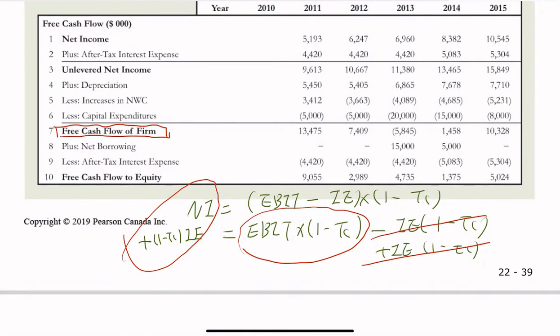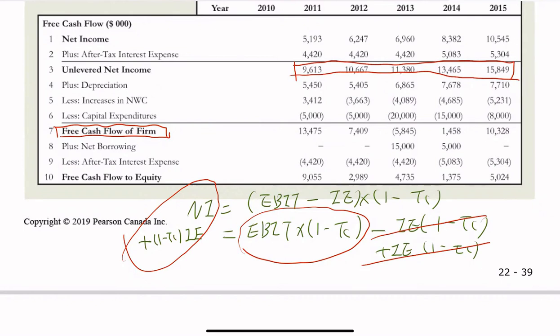And EBIT is essentially the firm's earnings from its business operations, right? It is not affected by how the firm finances its business operations. It is not affected by the firm's capital structure. This basically means unlevered net income should stay the same no matter what kind of leverage policy IDCO is using. So these numbers should not change.